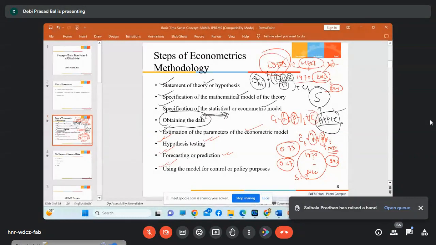Then estimate the parameters. Minimize this error, estimate the parameters. Then test the hypothesis. What are the things you have found? Then focus on policies, what to do about them. That is the whole story of this methodology. Okay, is that clear to all of you? Are you with me? Yes, sir.